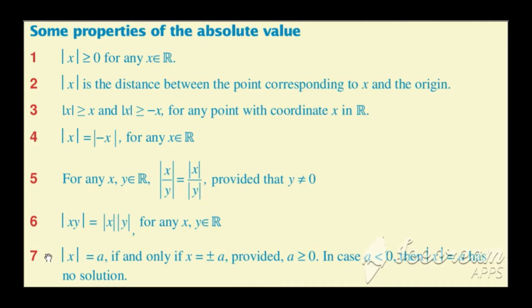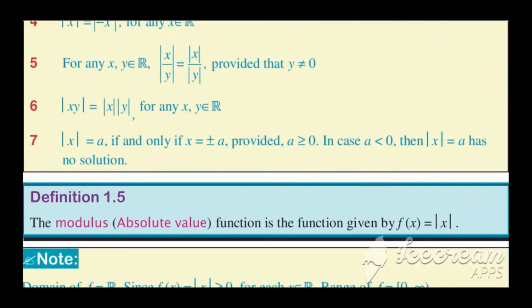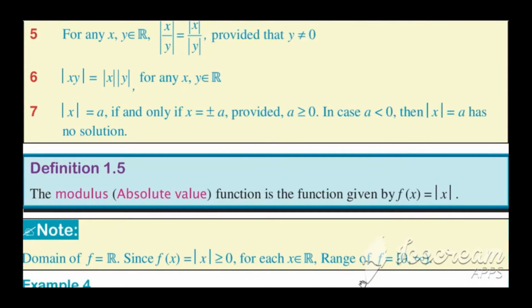Then let us see the additional properties of the absolute value function on the board. Before we see the additional properties of the absolute value function, let us see the definition of the absolute value function. The absolute value function is expressed as f of x equals absolute value of x. Sometimes it is known as the modulus function.